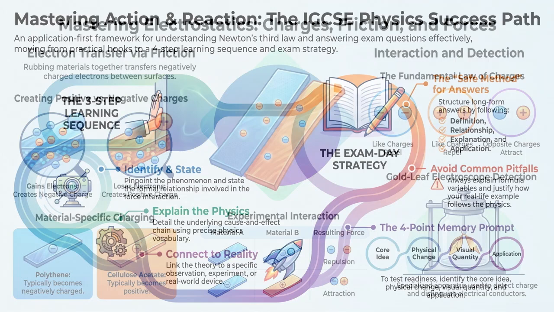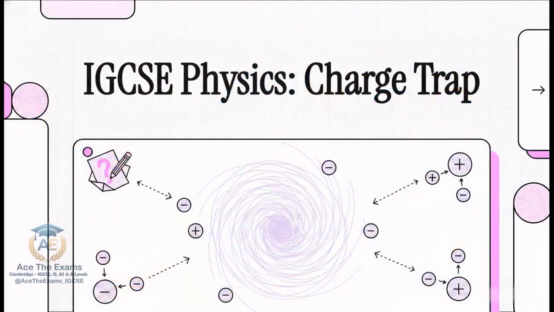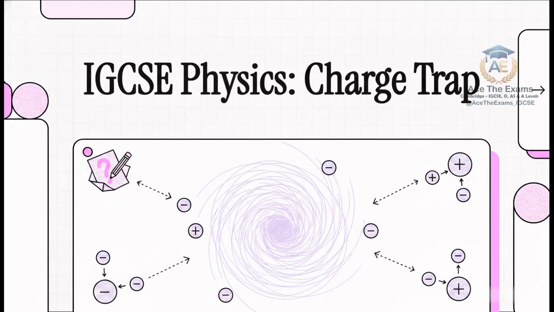Look at this sentence right here. If you write this in your Cambridge IGCSE Physics 0625 exam, you are going to drop an entire grade boundary. Instantly. No fluff, no warm-ups today. We are jumping straight into the single most painful, invisible mistake students make with electric charges.